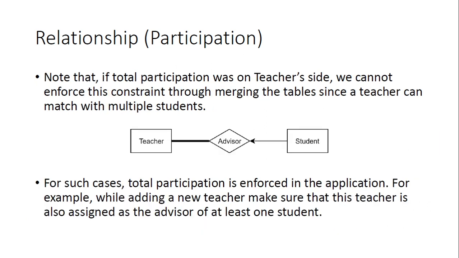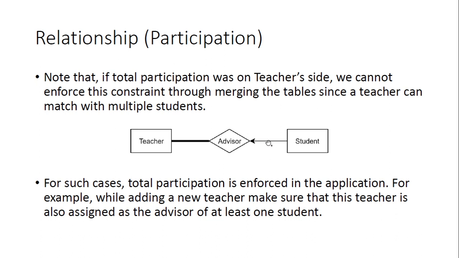So what if the total participation is on the other side? Let's say in this case every teacher should be the advisor of at least one student. So if there is a teacher, that teacher should participate in the advisor relationship at least once. In this case, we don't have total participation on the student side. But we cannot do it by merging the tables. We cannot enforce this throughout the design of our tables. For such cases, you can enforce it in the application.